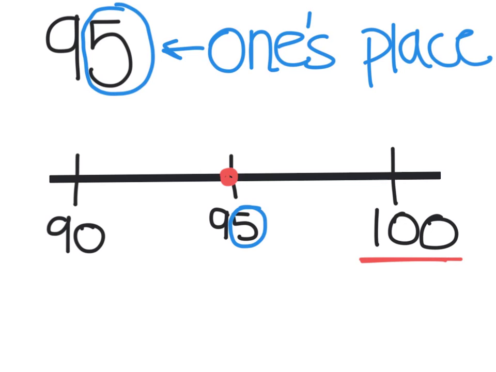You will notice that when we plot 95 on the number line, it is the halfway point. So since 95 is the halfway point, or in other words, the ones digit is a 5, we will round up to 100.